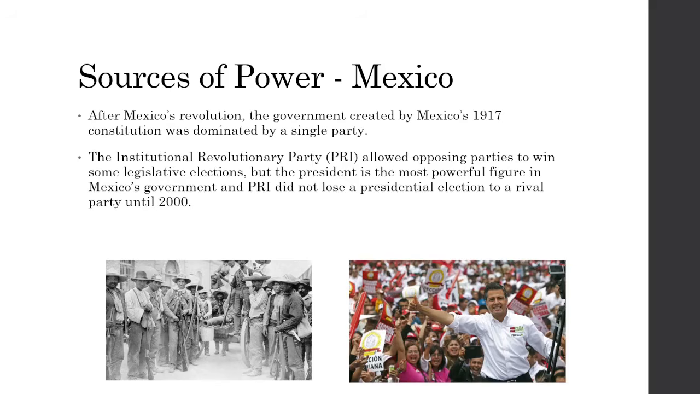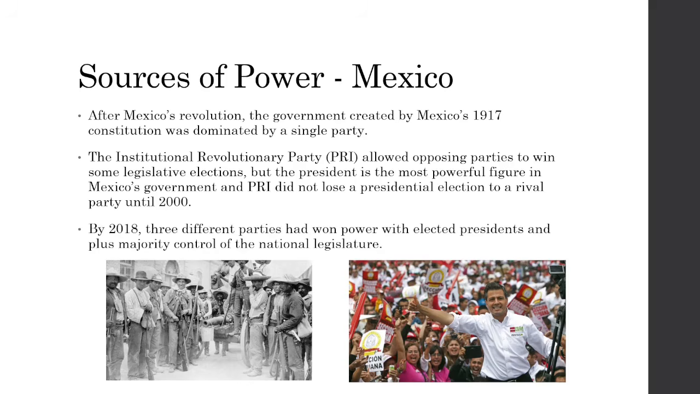The Institutional Revolutionary Party, as I said, allowed opposing parties to win some legislative elections. So they weren't as dominant. They're not like the Communist Party where they're like, nope, get out of here. But for the most part, they had control over the political system for about 71 years. The president is the most powerful figure in Mexico's government, and they were, of course, for 71 years part of the PRI, and they didn't lose a presidential election until a rival party, the National Action Party, came about and won an election in 2000.